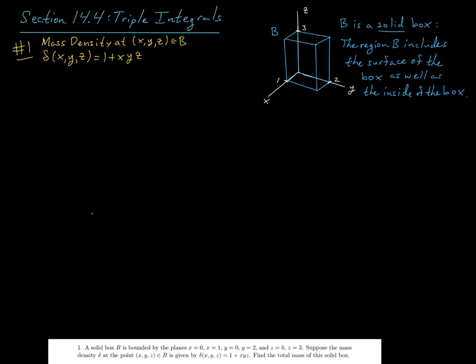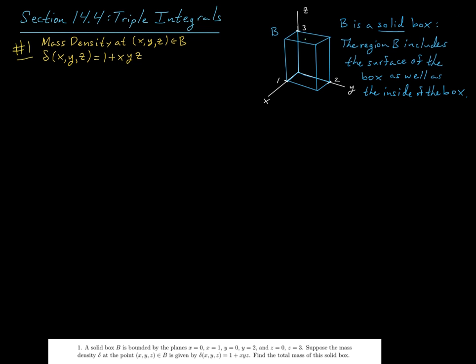All right, problem number 1 on the worksheet says a solid box B is bounded by the planes x equals 0, x equals 1, y equals 0, y equals 2, and z equals 0, z equals 3. Suppose the mass density delta at the point (x, y, z) in the box is given by the function delta equals 1 plus xyz. Find the total mass of this solid box.